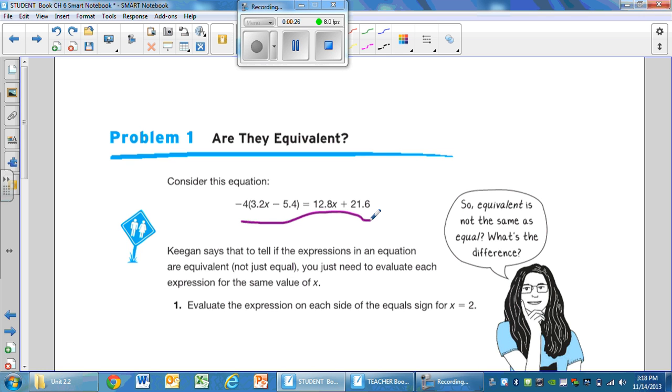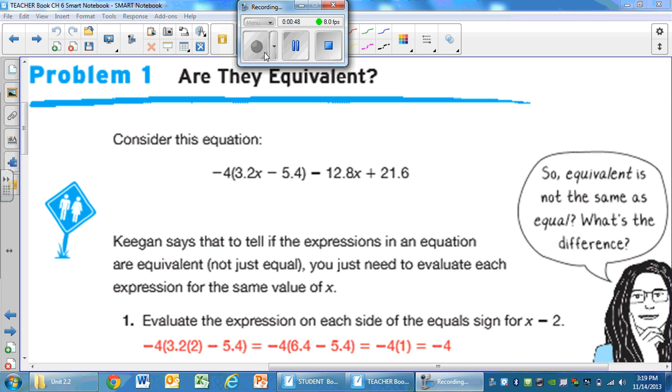Keegan says that to tell if the expressions in an equation are equivalent, not just equal, you just need to evaluate each expression for the same value of x. Evaluate the expression on each side of the equal sign for x equals 2. So what that looks like is just putting a 2 wherever you see an x. So you don't simplify the equation yet.